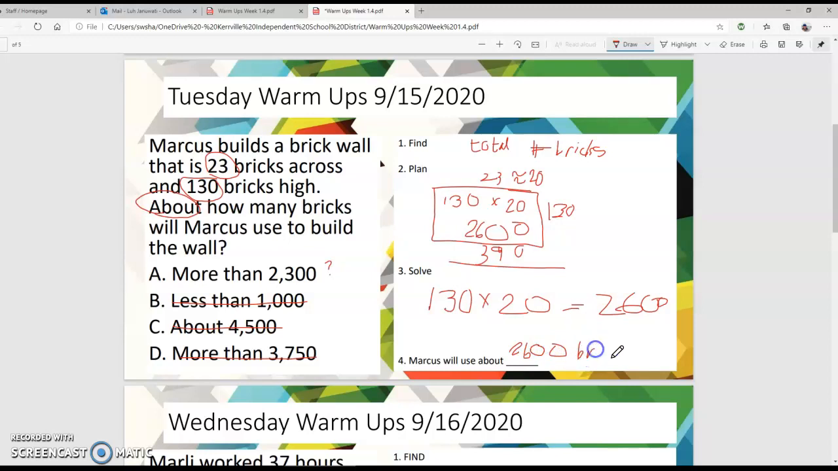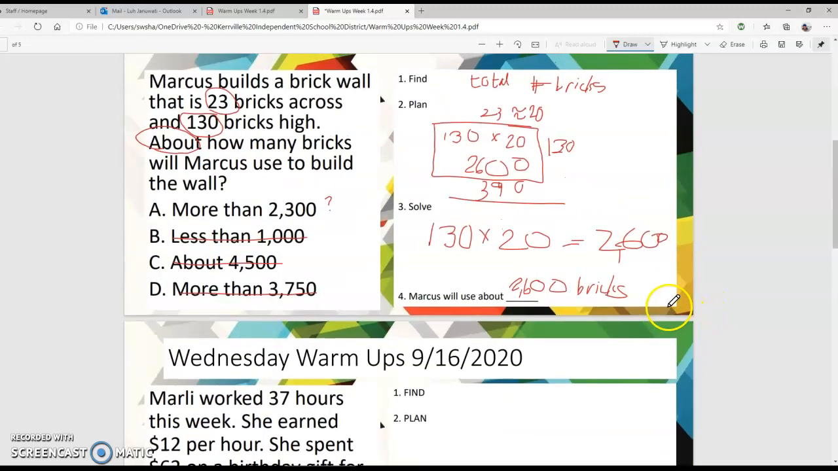So Marcos will use about 2,600 bricks, which is a little more than 2,300. Okay.